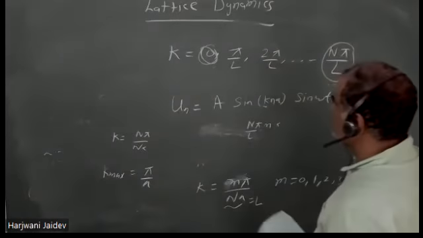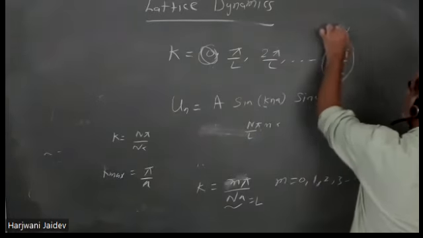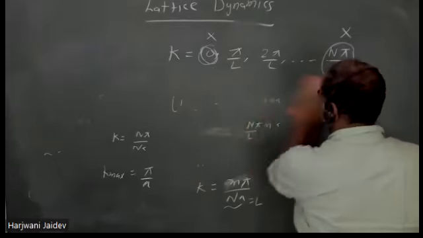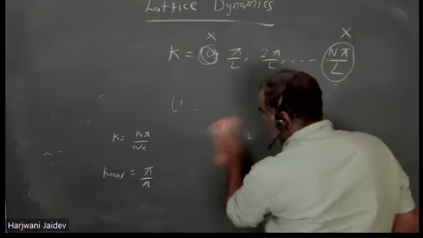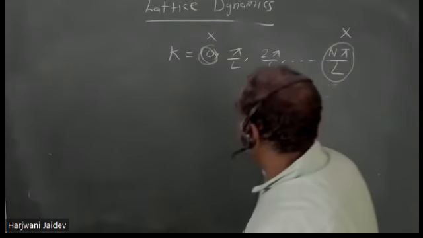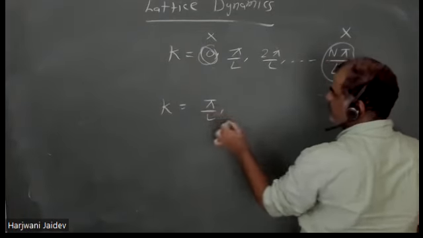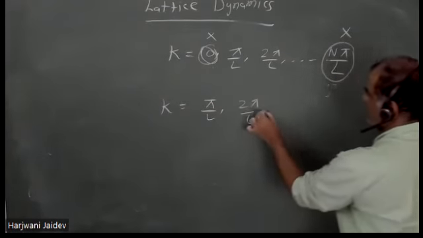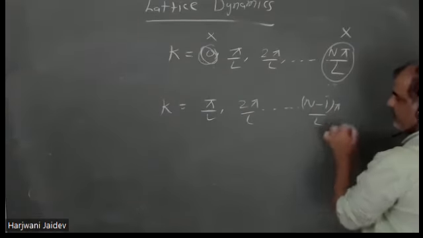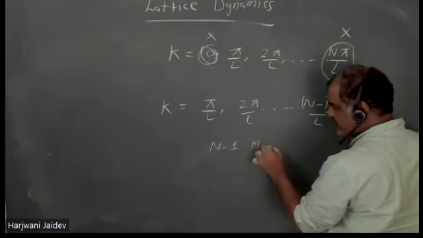Okay, so out of these n plus 1 solutions, we are getting from 0, pi by L, 2 pi by L, up to n pi by L. These two k values we will reject. So what I'm trying to say here is that if we apply a boundary condition, then my k can have only these values: pi by L, 2 pi by L, up to n minus 1 pi by L. That means there are n minus 1 modes only.